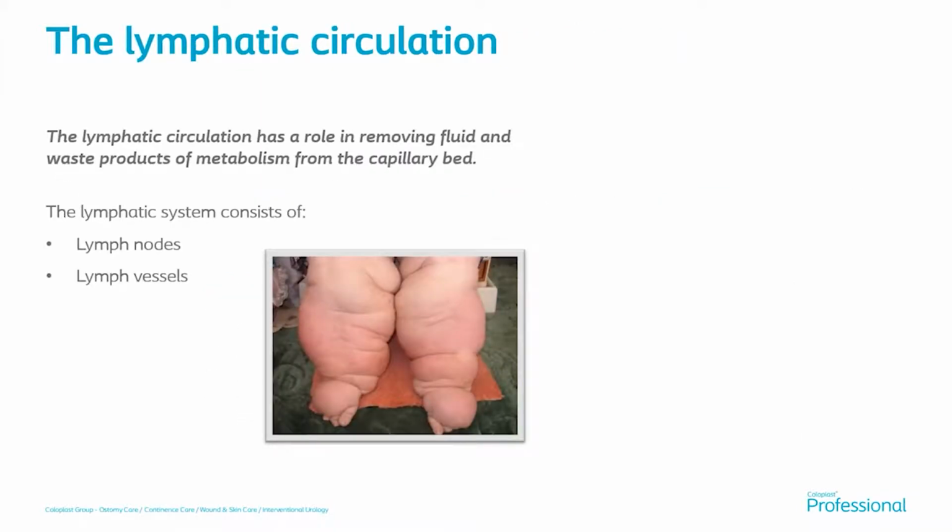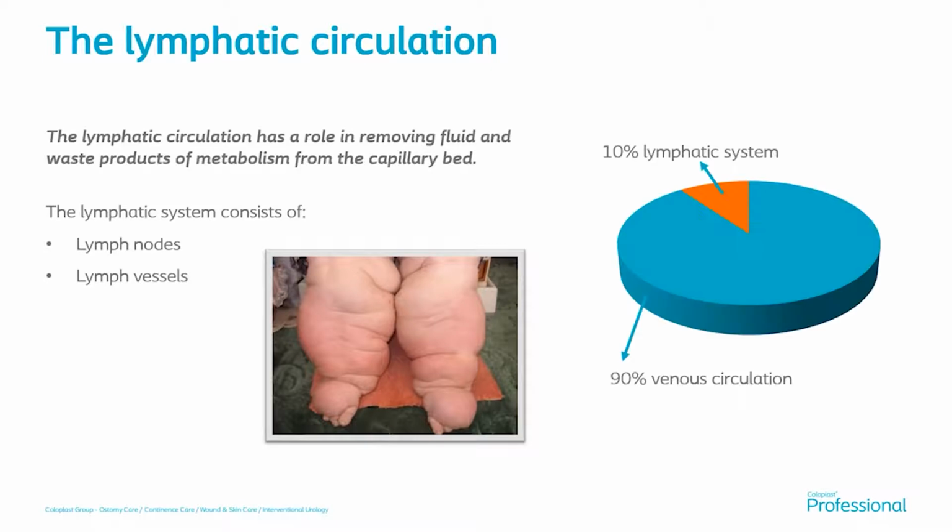So the lymphatic circulation also has an impact, and we need to look at the lymphatic circulation and the role of removing fluid and waste products. So within that, we have our lymph nodes and lymph vessels. And actually 90% of our venous circulation is managed and helps to move the return blood flow to the heart and helps to reduce the risk of edema because of our natural pump. We then need to think about this 10%, which is the lymphatic system, which helps to support that circulation moving and the removal of excess fluid and waste product.